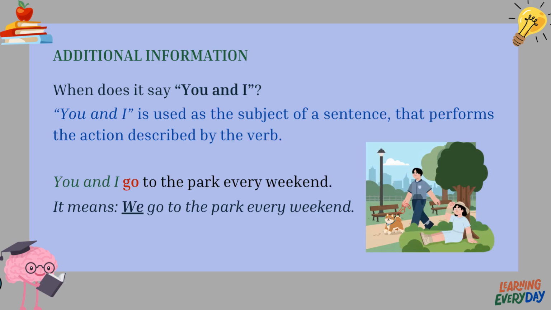When do we say you and I? You and I is used as the subject of a sentence that performs the action described by the verb. You and I go to the park every weekend. It means we go to the park every weekend. Here you and I represents the subject pronoun we.